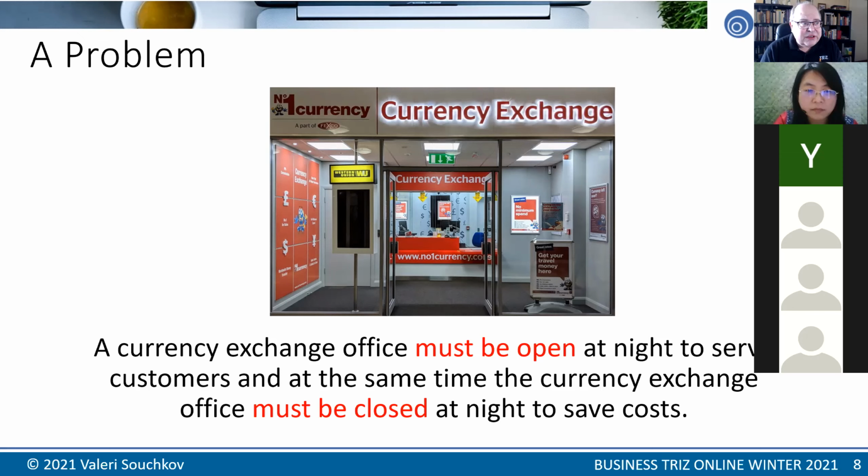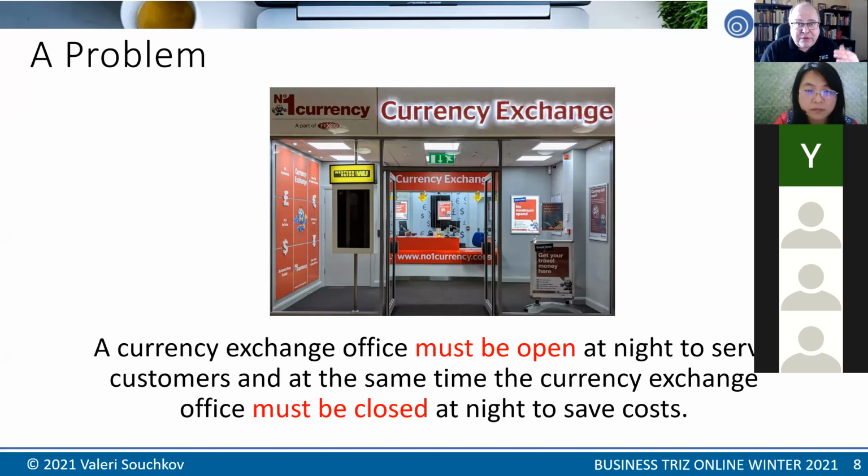So we have a contradiction. A currency exchange office must be open at night so the customers could exchange their currency. And at the same time, the currency exchange office must be closed at night to save costs. And it was illegal to come to a shop or a store and purchase products with foreign currency. You could only pay with the Belarusian ruble. So that's a typical contradiction.